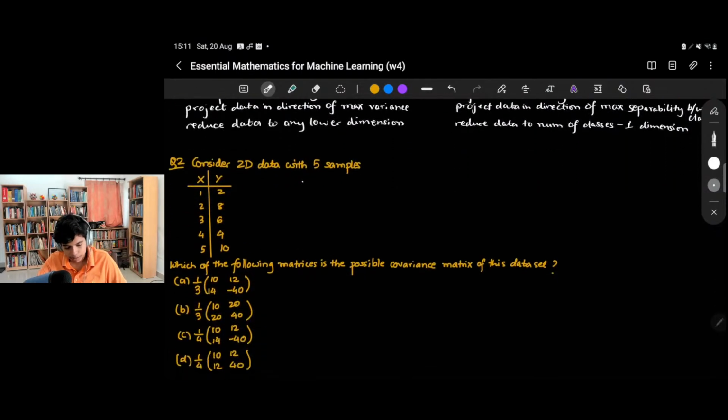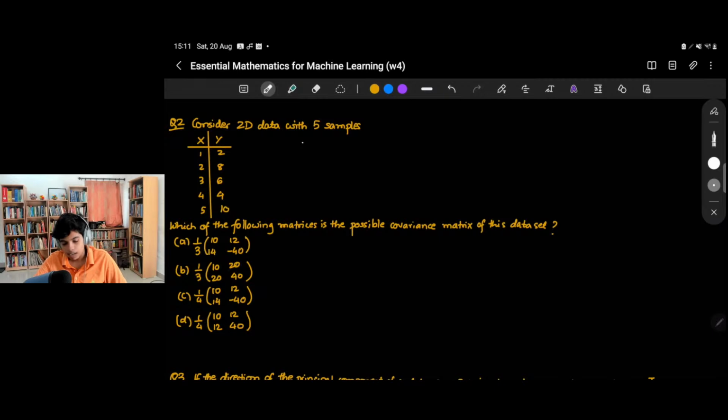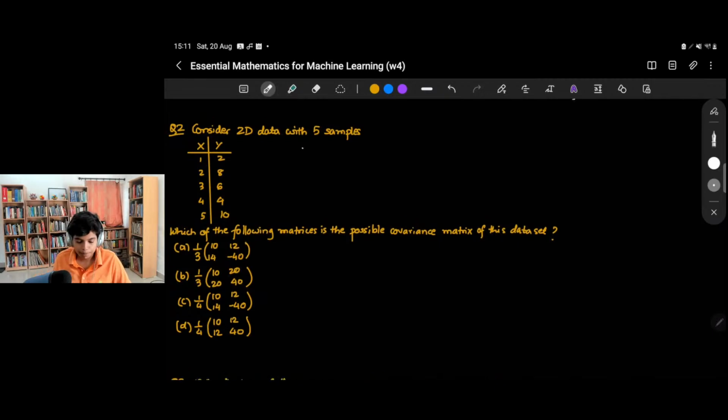Next question is that we are given a 2D data with 5 samples, and these are the samples that we are given. And then we need to find which of the following matrices is the possible covariance matrix for this data set. So first what we will do is we will shift our data by the mean. So we have the means as for x, the mean will be 1 plus 2 plus 3, summing up all the data points and dividing by the total number of points. So this comes out to be 3 along the y column.